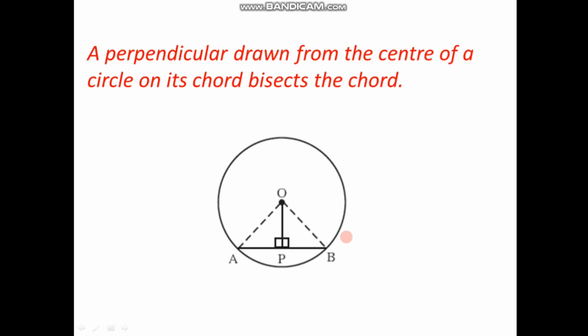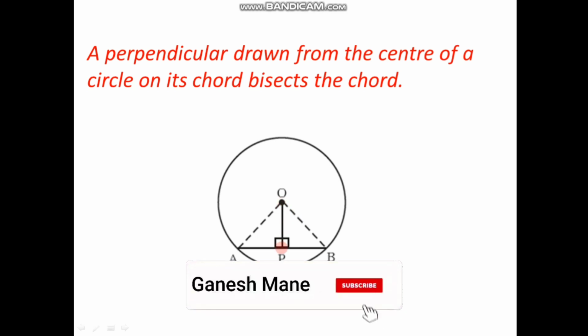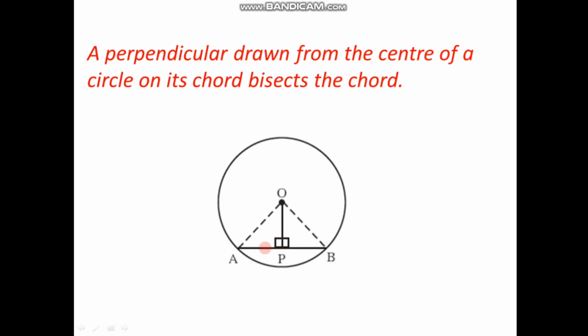So let us have this circle with center O, where segment AB is a chord of the circle. Now here, as we can see, OP is perpendicular to chord AB. In this case, if segment OP is the perpendicular drawn on the chord of a circle, by this theorem, this perpendicular OP bisects the chord, that means makes two equal parts of the chord, that is AP is congruent with PB. Now we are going to verify this property by using GeoGebra.